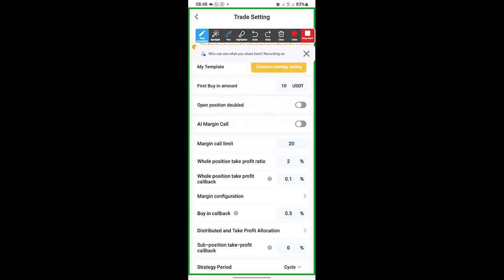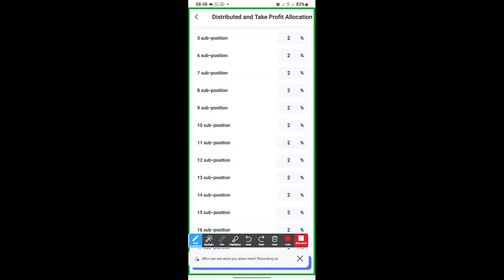Now, this is where you instruct the bot to sell your sub positions on distributed and take profit allocation. So if you instruct, I want my margin calls to be from number 5 to the last margin call, I want them to be sold at 2%. This means that even if you're in a deeper market and the market happens to rise a bit, you can find it has sold some margin calls and has given you profit. So that's the advantage of using sub positions. That's why we recommend them a lot. Use sub positions. They're going to keep giving you some good money in a deeper market.